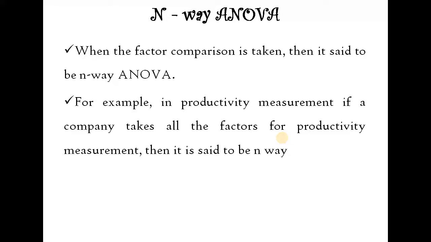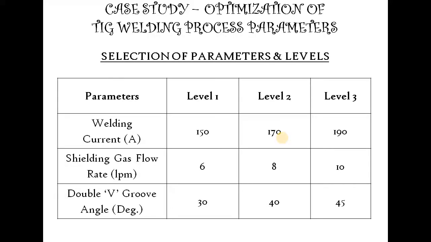For example, in a production company, productivity depends not only on working hours and working conditions but also on, say, the environment. So n number of factors are involved to get the productivity and also the quality of the product. In these cases, we have to use n-way ANOVA. Now we see one case study relevant to n-way ANOVA.